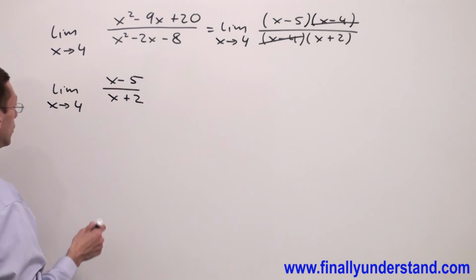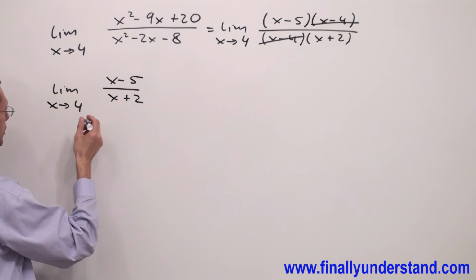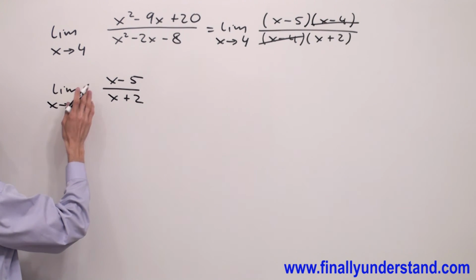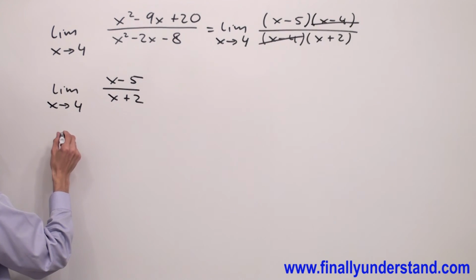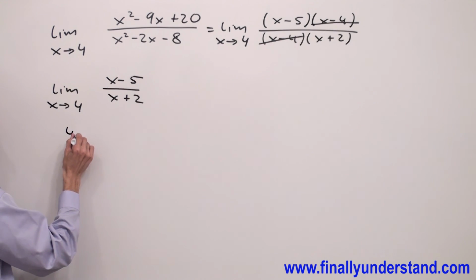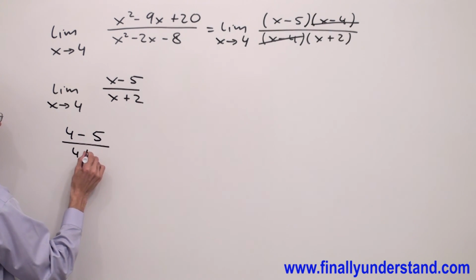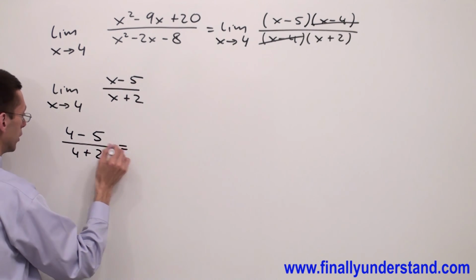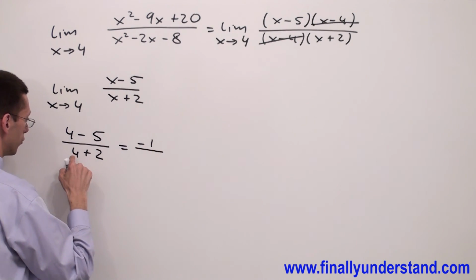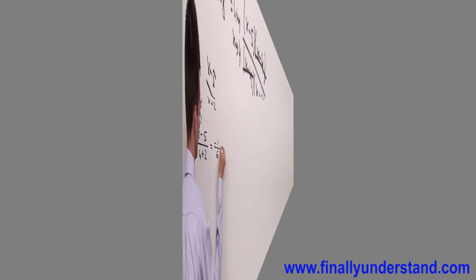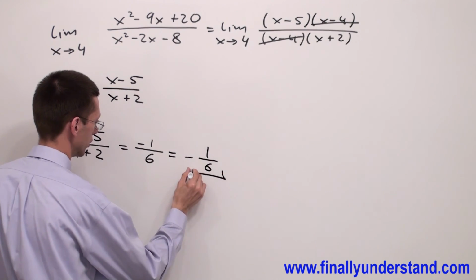So when the denominator is not going to be 0, I can simply replace every single x by 4 and I'm going to get the answer to my problem. I have 4 minus 5 over 4 plus 2. 4 minus 5 is equal to negative 1, over 4 plus 2 is equal to 6. It is equal to negative 1 over 6. And this is the solution to my problem.